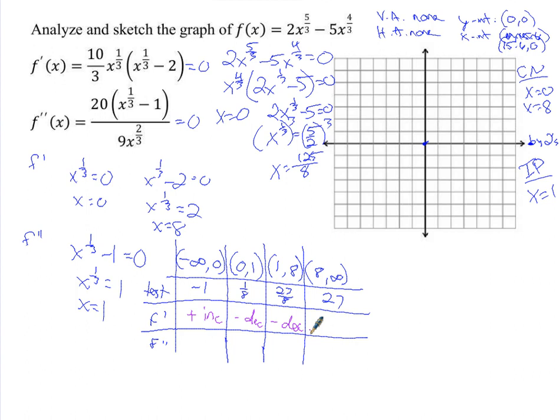Next, 27. Cube root of 27 is 3. This is positive. Cube root of 27 is 3. 3 minus 2 is 1. Positive. Positive times positive is positive. We are now increasing.